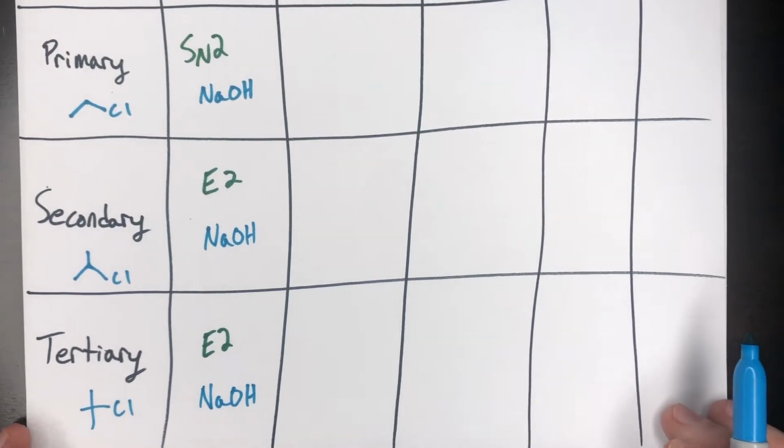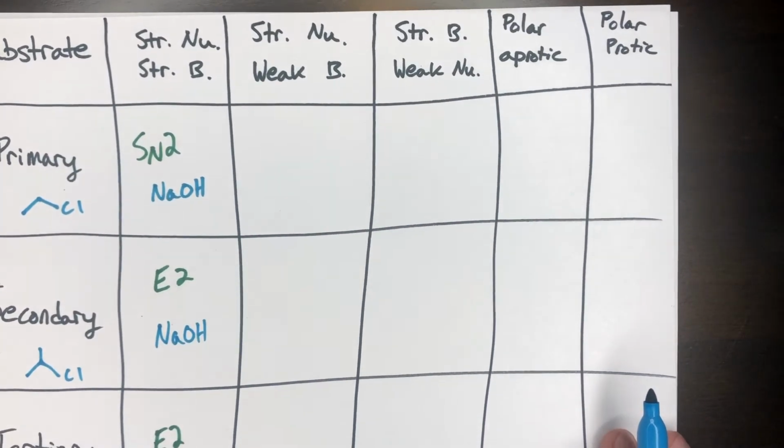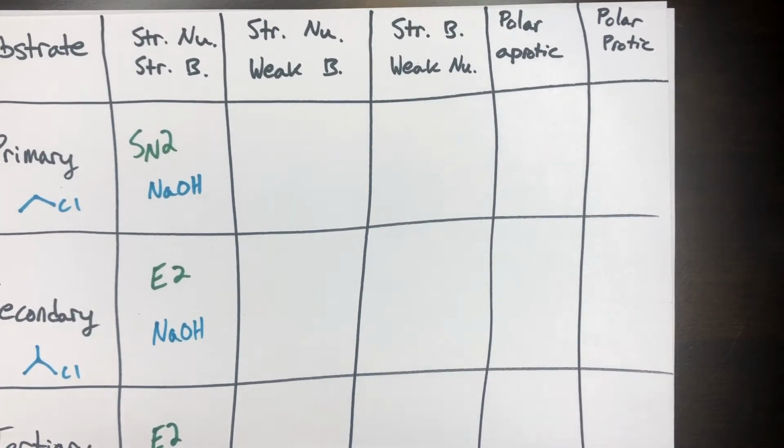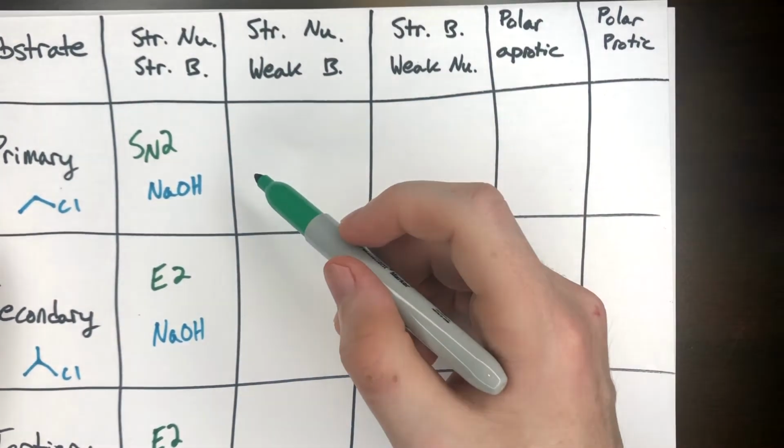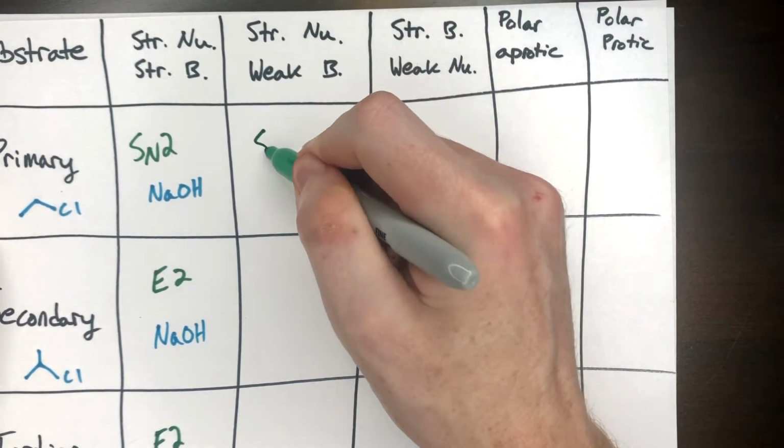sterically demanding fashion. Okay, moving on to the next column, let's say we have a strong nucleophile, but it's a weak base. If this is the case, then we are going to get an SN2 pathway.